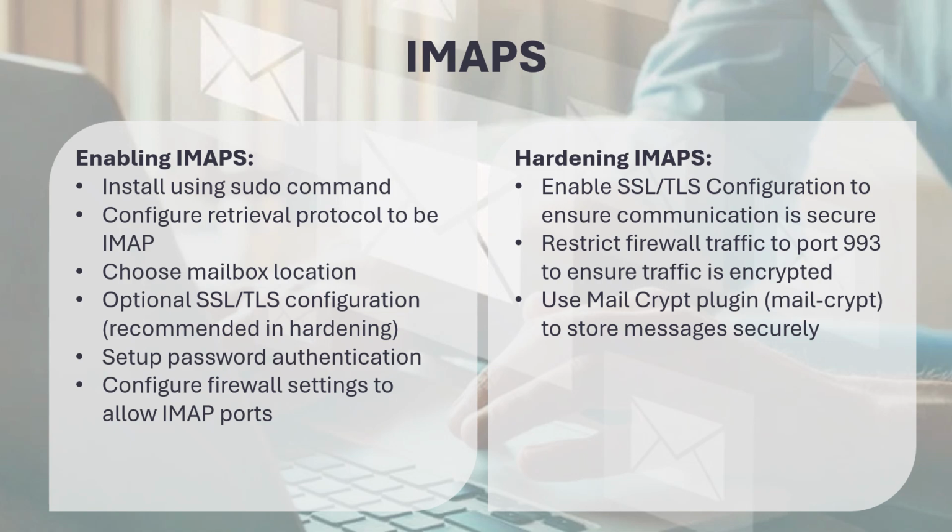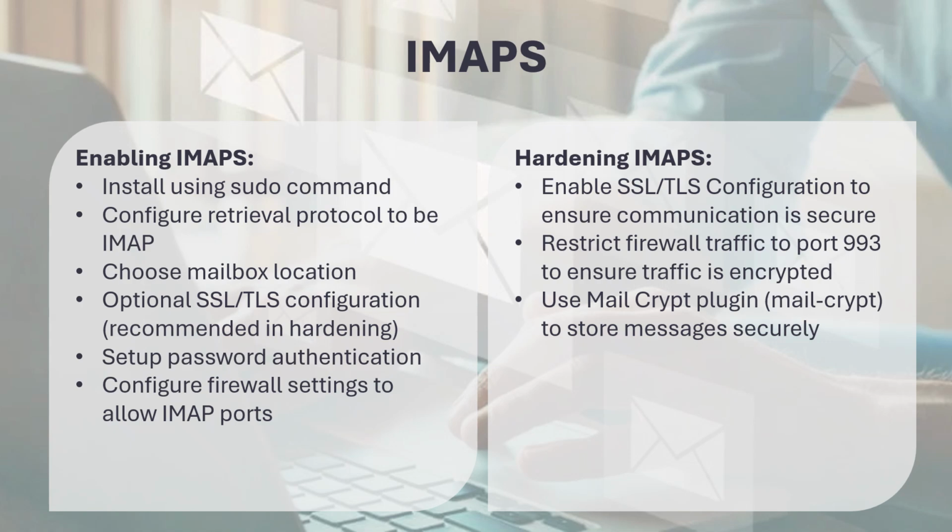Using the ssl_cert option, you must specify a valid server certificate and private key to ensure that clients can securely connect over port 993. This configuration guarantees that all messages are encrypted and protected during transit. The final steps to enabling IMAPS include setting up user authentication rules, for example, requiring a password, and setting up firewall rules.